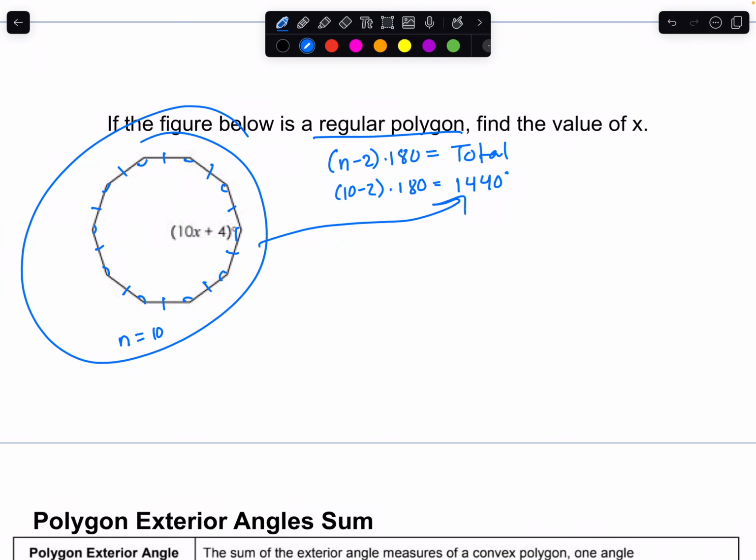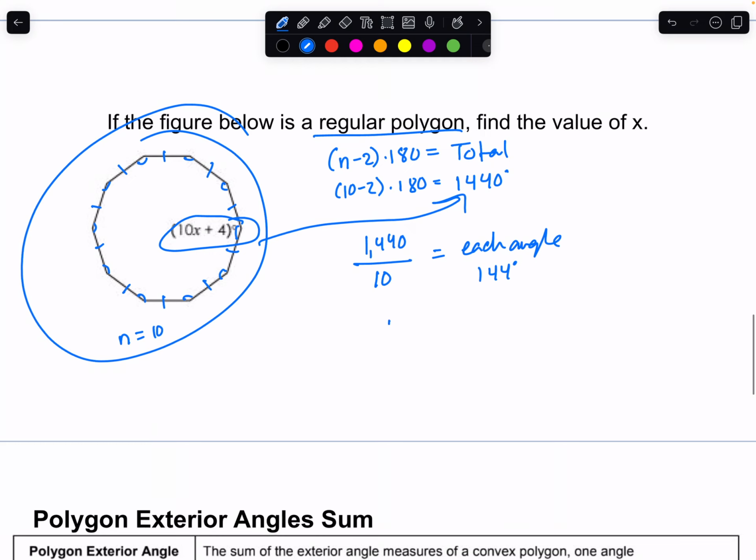I only know one angle. So, how do I know the measure of just one of those angles? Well, if I have 1,440 degrees total, and I have 10 congruent sides and congruent angles, I can divide it by 10. And I can figure out that each angle will measure 144 degrees. I take the total divided by the number of congruent angles I have. Each angle is 144 degrees.